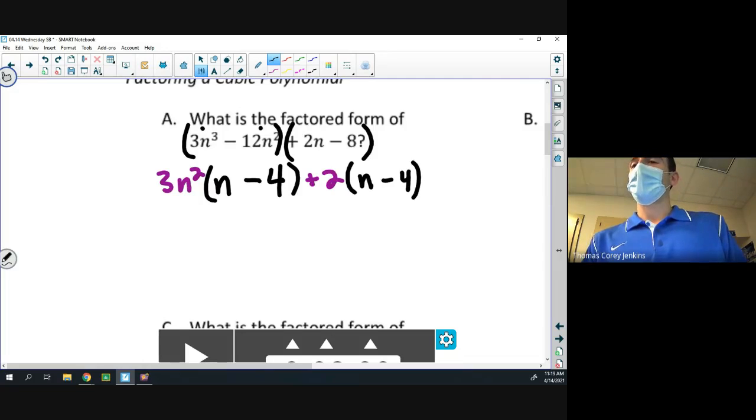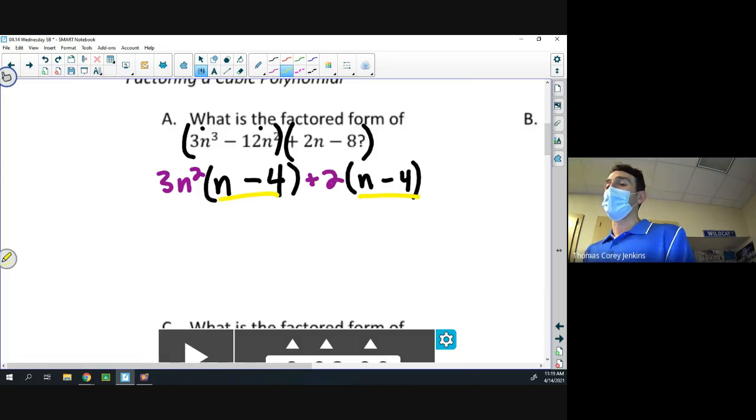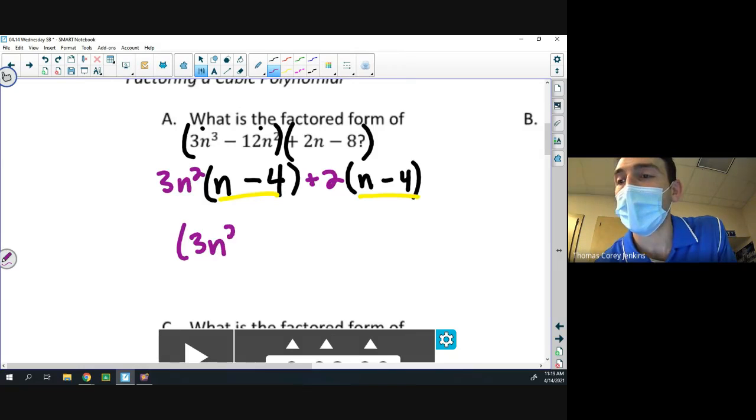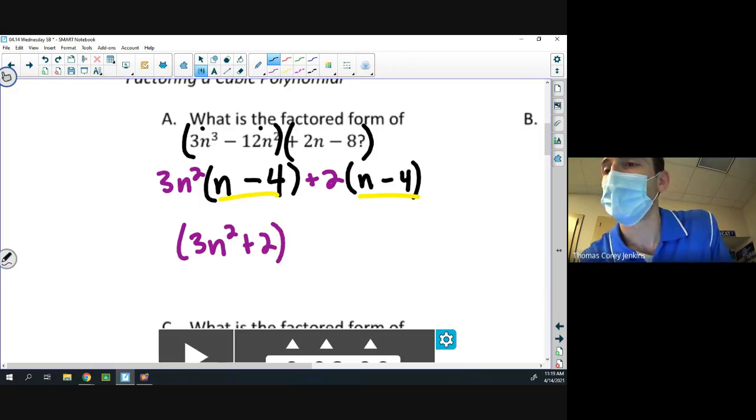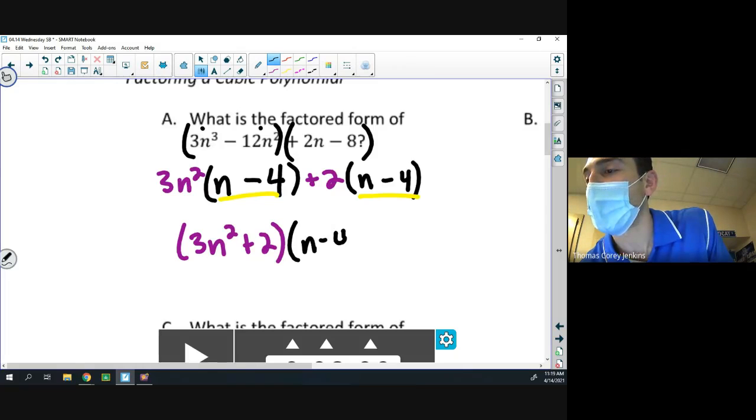So what we notice there is that repeated factor of n minus 4. Okay, that has to happen. If that doesn't happen, you've done something wrong or it can't be factored. Okay, so you should always see it. That's a good way to check your answer, right off the top. Now here's how we tie it together or finalize our answer. Okay, if you think back to the distributive property or if you look back at our 8.3 notes, you would see that what we have here is equivalent to 3n squared plus 2 times n minus 4.